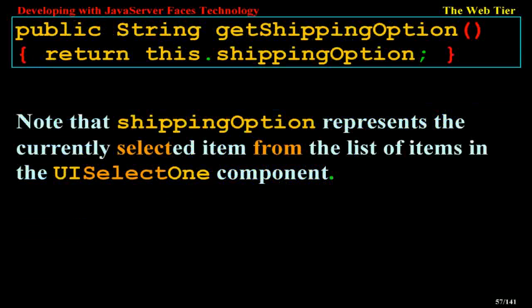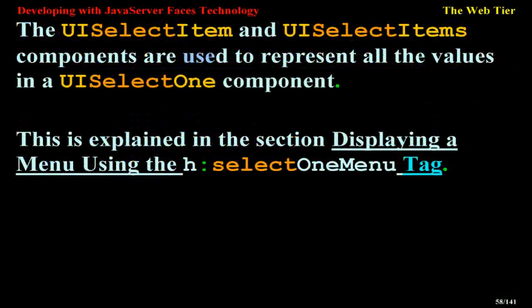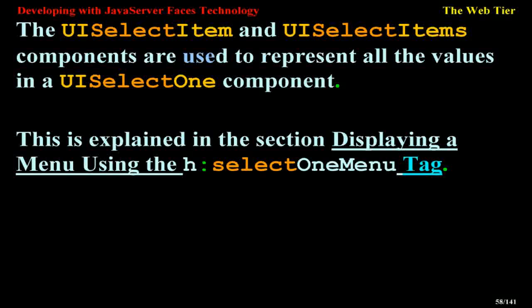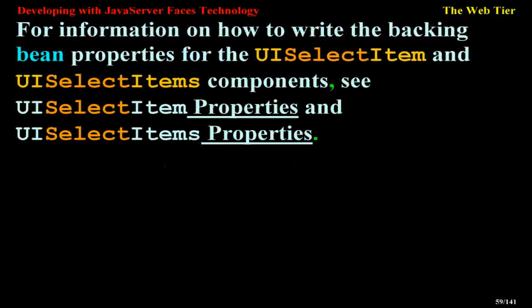Note that shippingOption represents the currently selected item from the list of items in the selectOne component. The selectItem and selectItems components are used to represent all the values in a selectOne component. This is explained in the section Displaying a Menu Using the h:selectOneMenu Tag. For information on how to write the backing bean properties for the selectItem and selectItems components, see SelectItem Properties and SelectItems Properties.